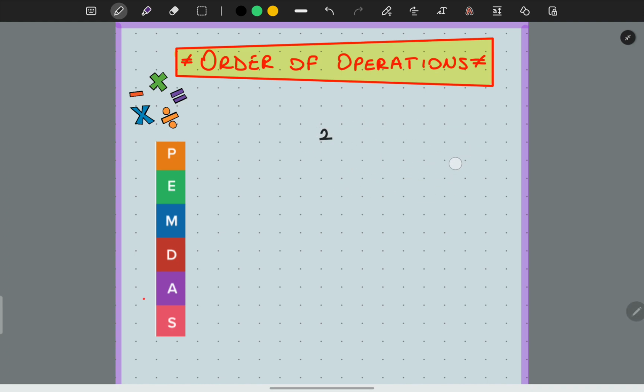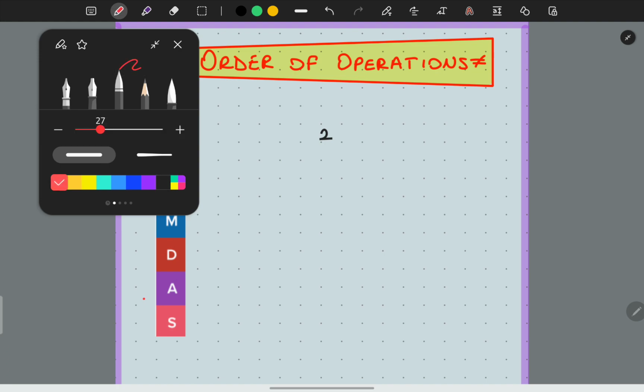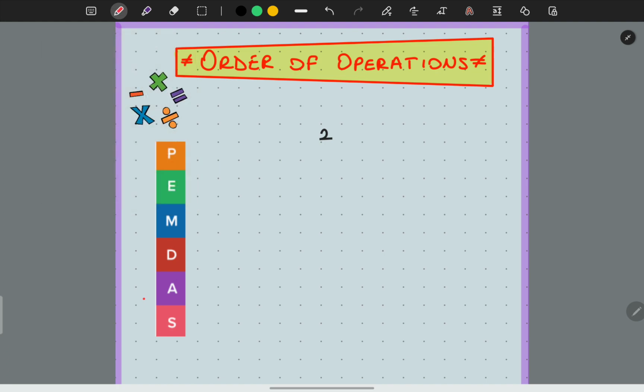Okay, no problem. But what is this order? You see this word PEMDAS here, which means nothing, but it's a simple way to memorize. It's an easy way to memorize this order, so we are going to use this. The first step is the P, which stands for parentheses.